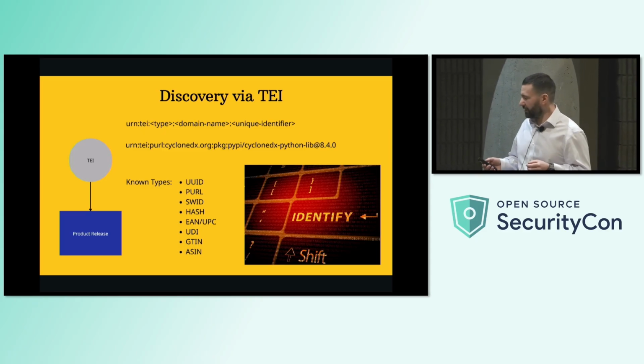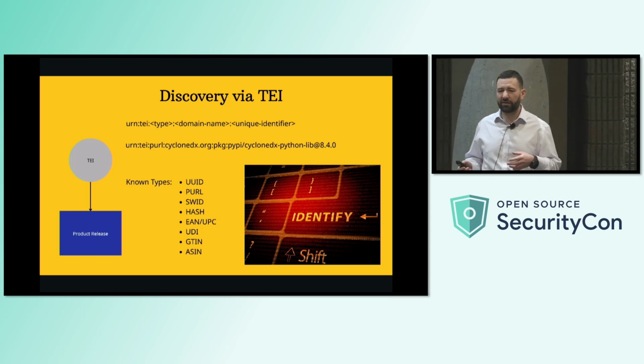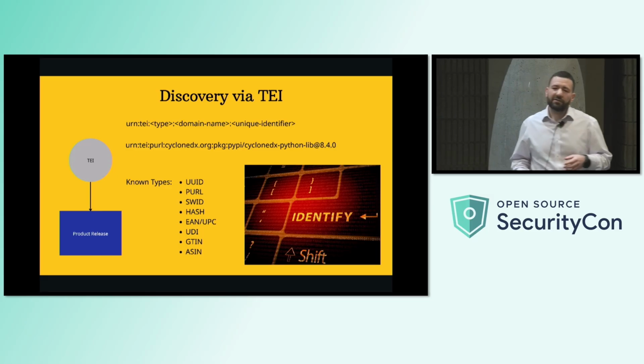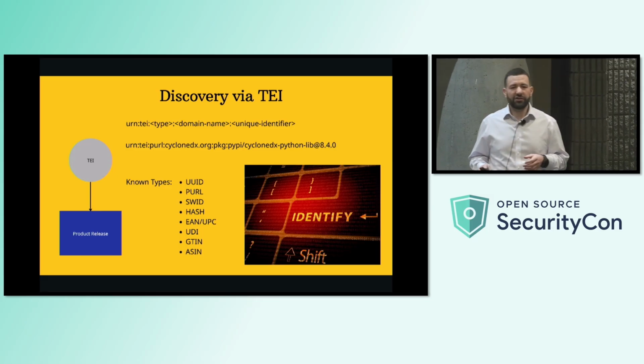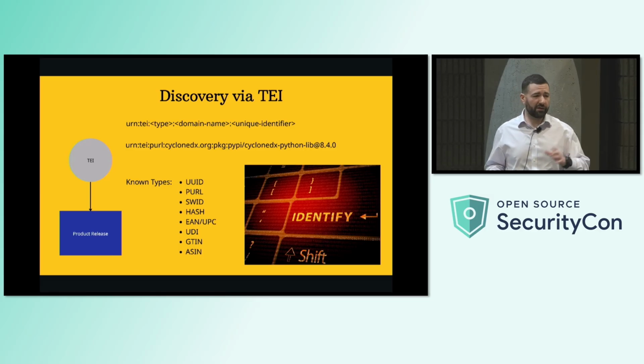And I have an example. I'm not sure if you can see here on the screen, but it's a package URL wrapped into TEI. So the package URL identifies your package, and then the TEI identifies the authoritative domain. The manufacturer needs to supply this TEI to the consumer, and that's the only piece of information that the consumer needs to resolve the artifacts.